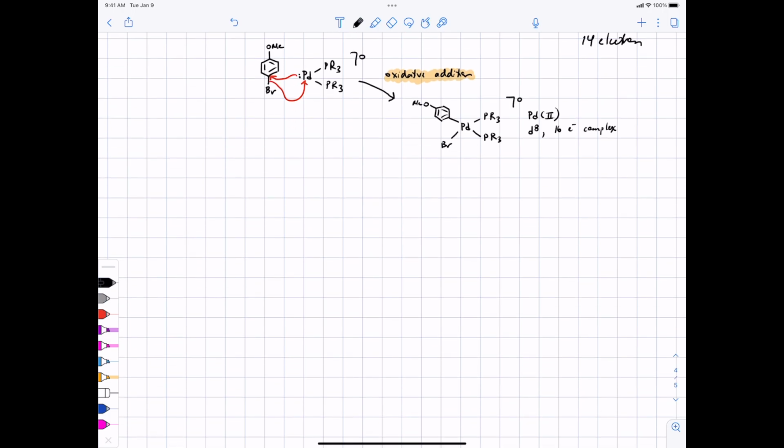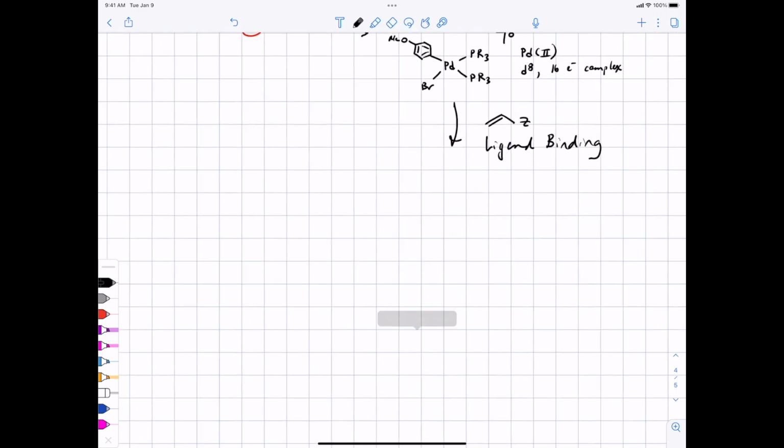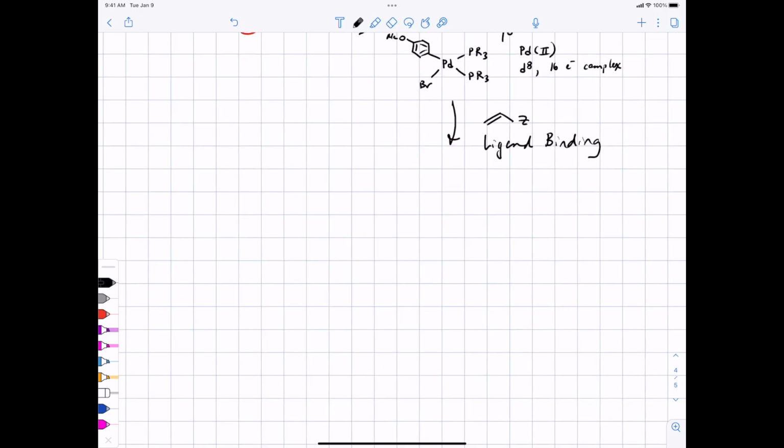All right, the next step is called ligand binding. As I said, in a 16 electron complex, we have space for another ligand. So the pi electrons from that olefin are going to sit down on and coordinate the metal. And I don't have a really great way of drawing that other than with the dotted line like we talked about previously.